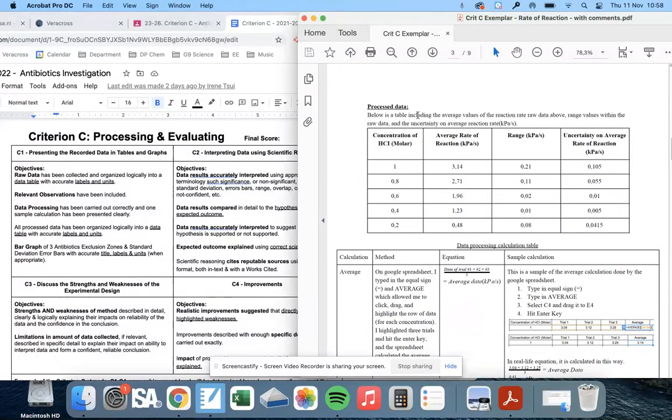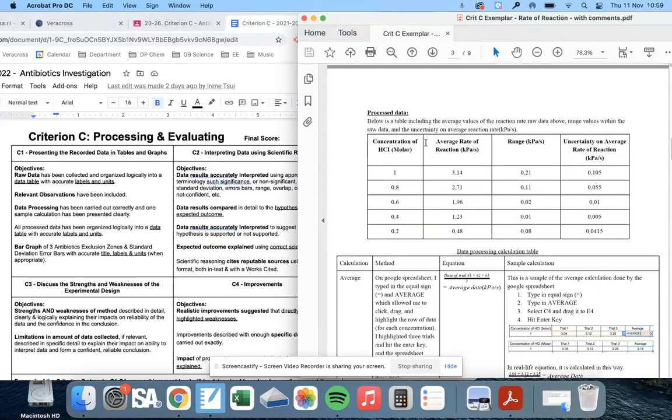Okay, next, this student has a process data table. This is objective 3. All process data has been organized logically into a data table. Now, this student has chosen to put this before the sample calculations. That's okay. It can also come after the sample calculations. The order is a little bit less crucial, but it's more important that you have it.